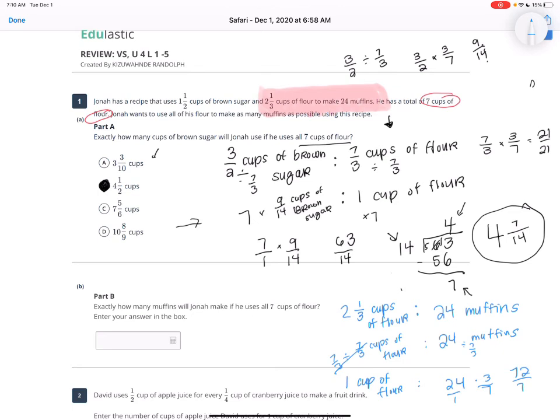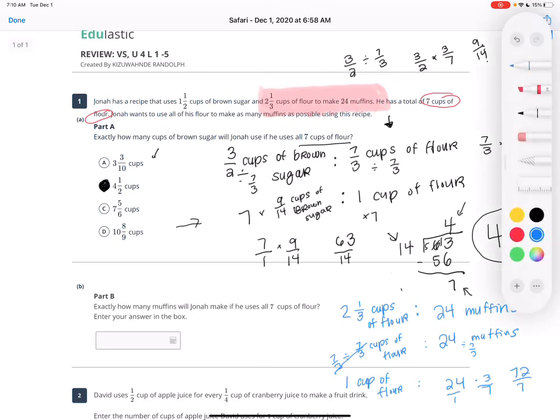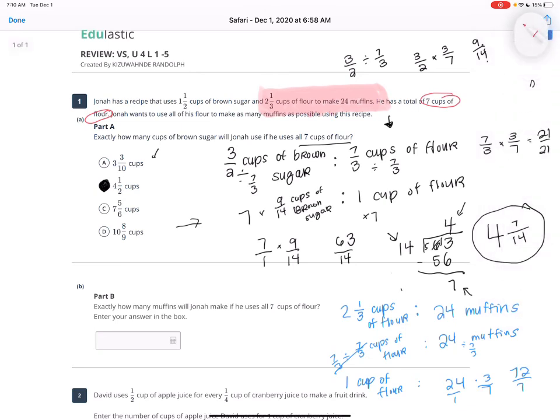Okay. Now, since I have 1 cup of flour, which I'll use a different color to show a next step, and it said you have 7 cups of flour, I will multiply by 7 on both sides. And I'm multiplying this number times 7 now. Okay? So now I have 72/7 times 7/1.